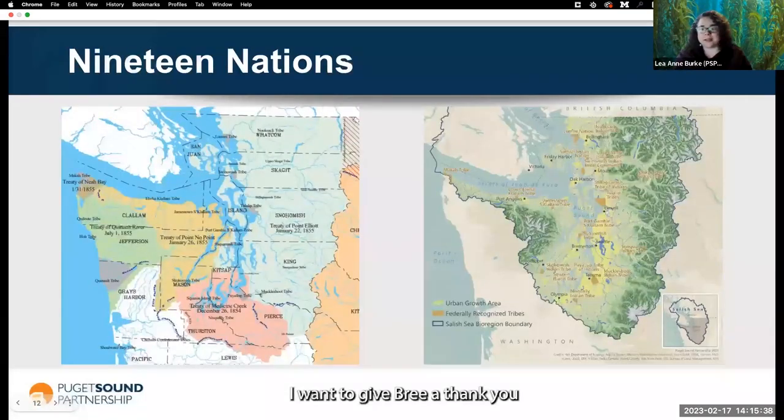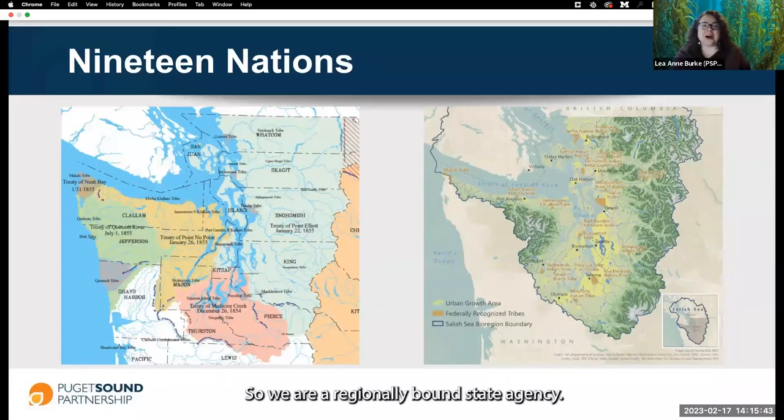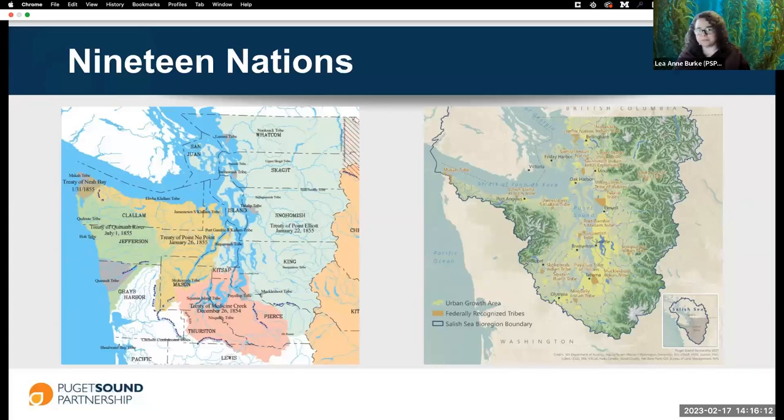I want to give Bree a thank you for some context setting. This makes this slide a little bit easier. So we are a regionally bound state agency. Within the Puget Sound, Salish Sea area, there are 19 federally recognized tribes, 17 of which have the affirmed treaty rights to hunt, gather, and fish in their off-reservation, usual, and custom areas. As we mentioned, there are 45 tribes across the lower 48 that have these rights enshrined in their treaties. And of those 45 tribes, 27 of them are in the Northwest Washington region.